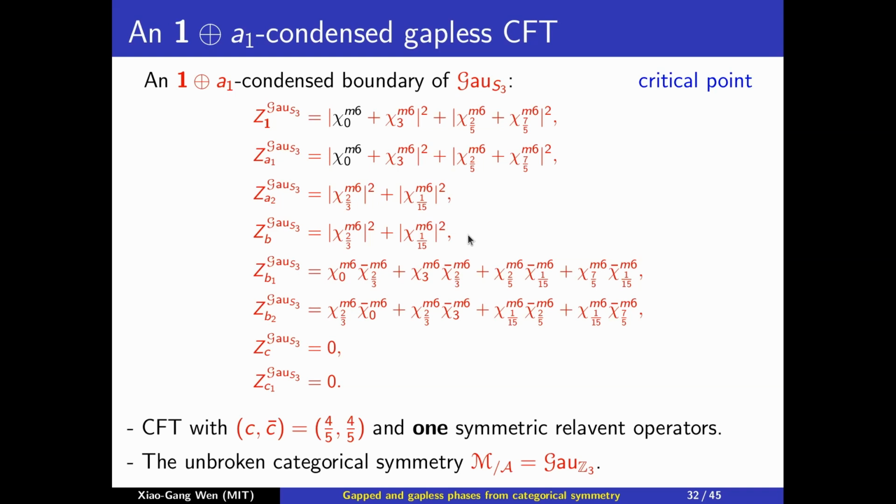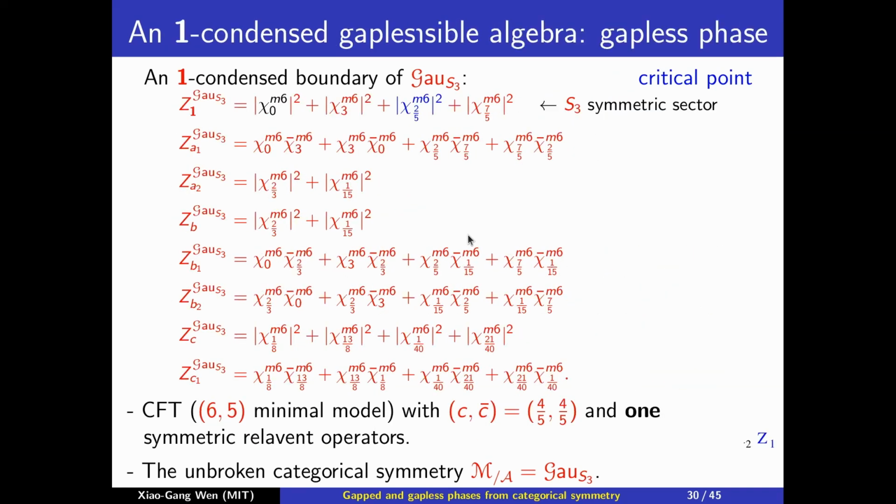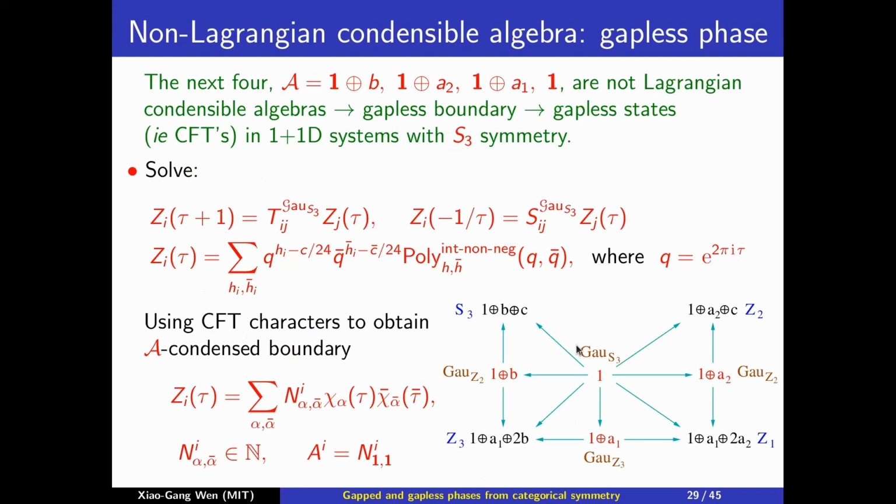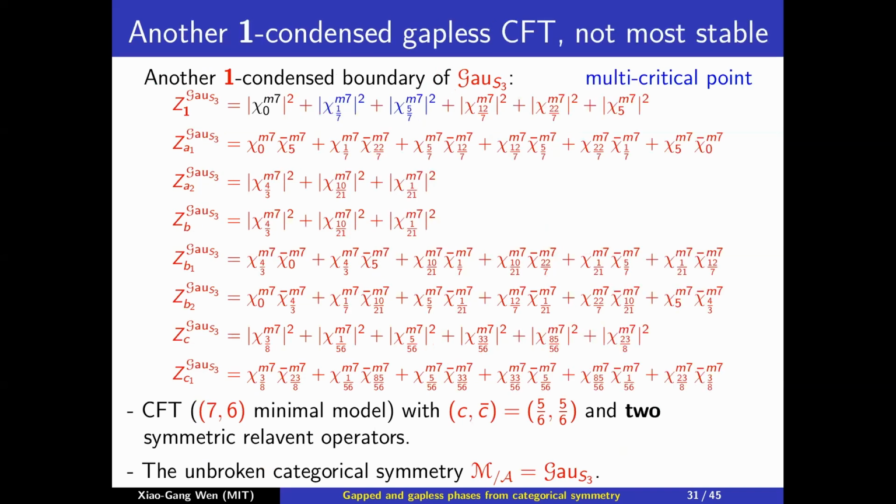What that means is the following. The transition from S3 to Z2 is described by the 6/5 minimal model, but S3 to Z1 is also described by the 6/5 minimal model. So it's the same 6/5 minimal model, and it's very similar. However, the pattern is different.